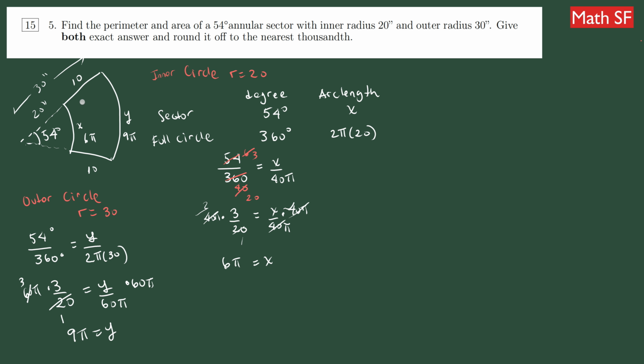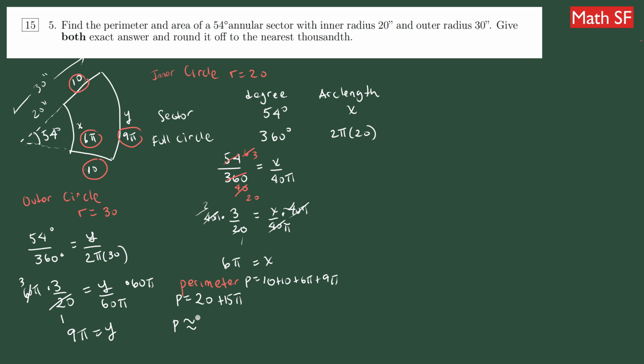Therefore, my perimeter should be this 10 plus 6 pi plus 9 pi plus another 10. So therefore perimeter, let me write here, perimeter P equals 10 plus 10 is 20, plus 6 pi plus 9 pi is 15 pi. All right, so I'm going to write again. P equals 10 plus 10 plus 6 pi plus 9 pi, and that simplifies to 20 plus 15 pi. This is the exact solution. And let me find the approximate solution.